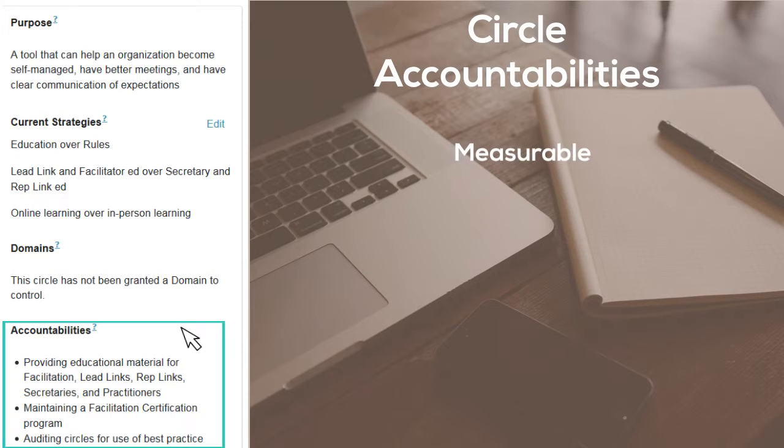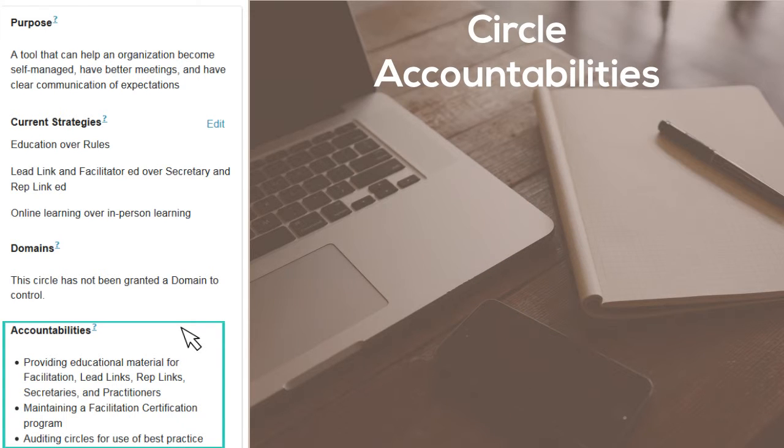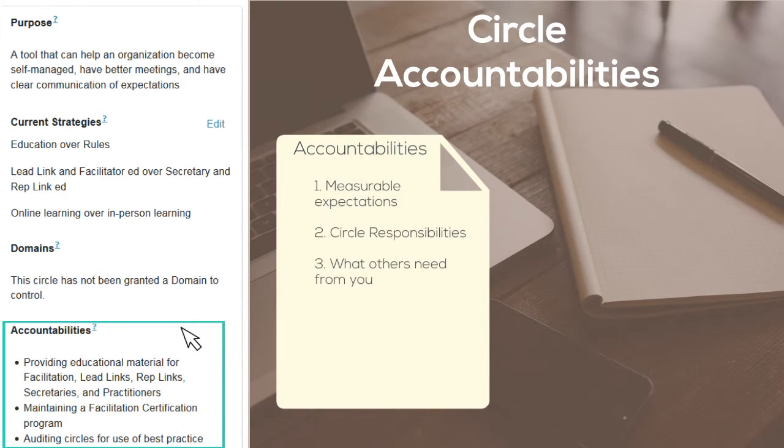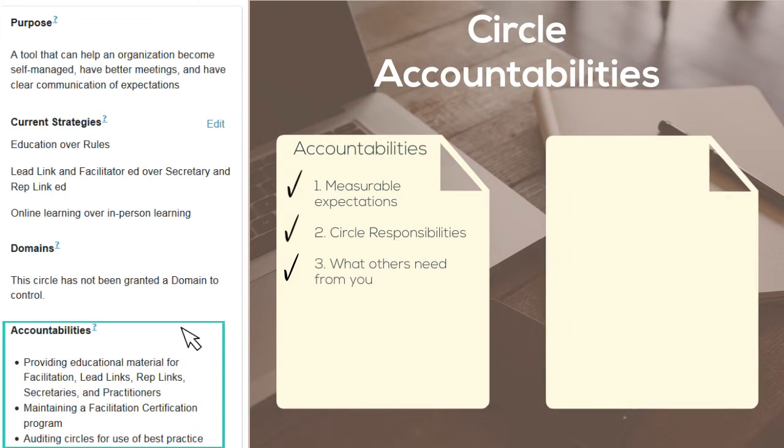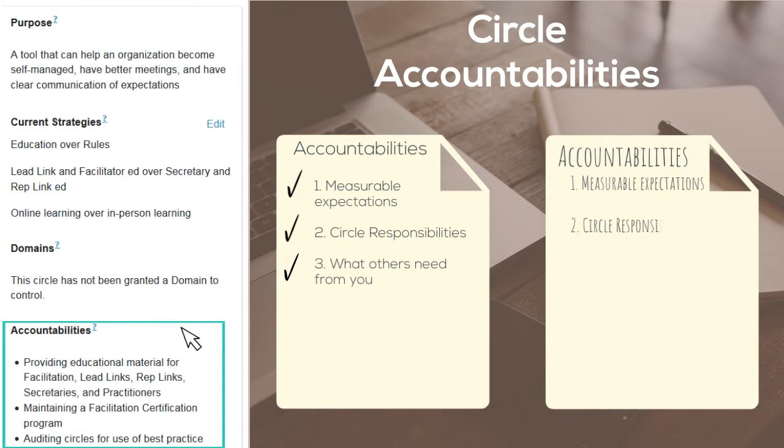Accountabilities should be measurable, tangible, and carry the same understanding between you and your Lead Link. If you already have accountabilities listed, go through and make sure you understand what is expected of you. If you do not have accountabilities, it would be a good idea to create some with your Lead Link.